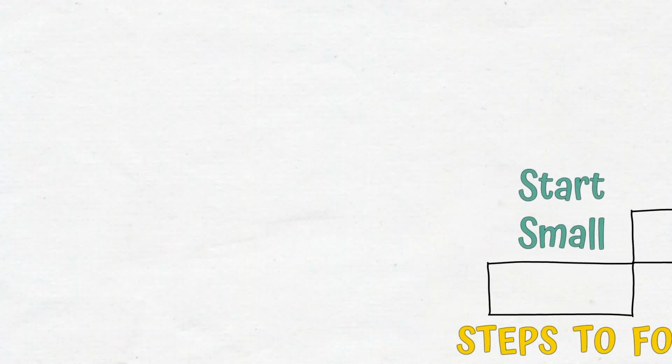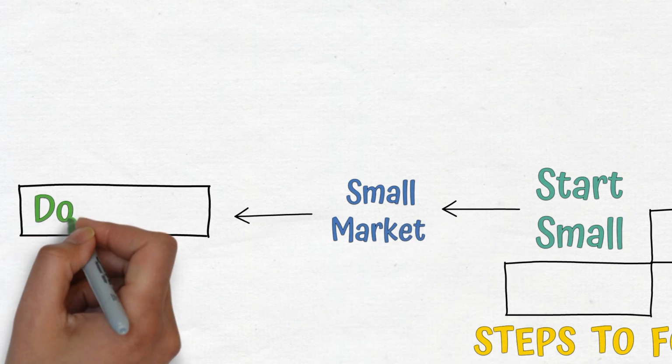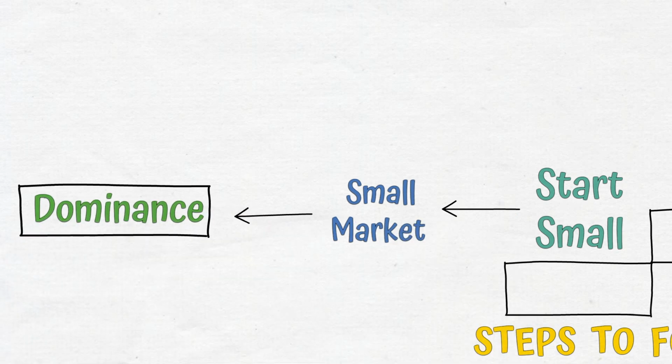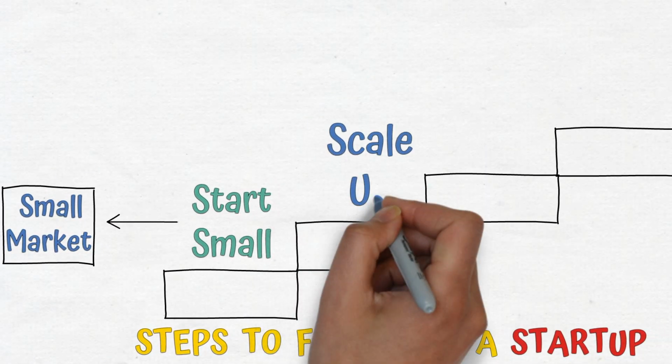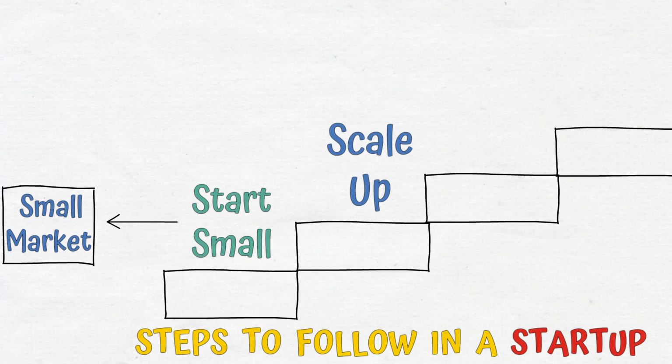A startup should initially target a very small market. This makes it easier to achieve dominance, as dominating a small market is more manageable than trying to capture a large one. Once you capture the smaller niche, scale up by expanding gradually into related areas.